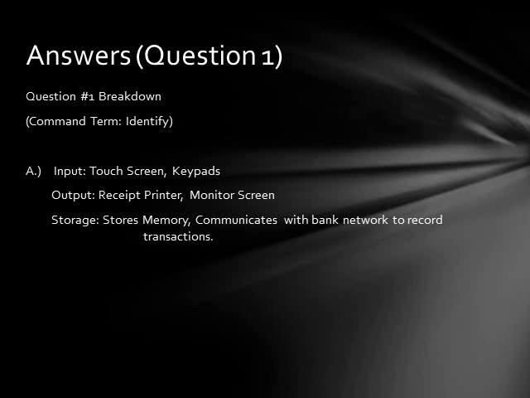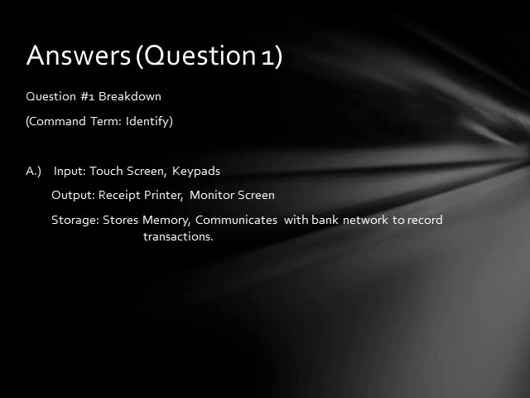So for input, typically most modern ATMs use touchscreens, where there are buttons for commands or for typing that users can just type on the screen to reach whatever menu they desire, or some older models do still use keypads. For output, the monitor screen usually is where the results of the touchscreen and the keyboards are displayed. There's also usually a receipt printer.